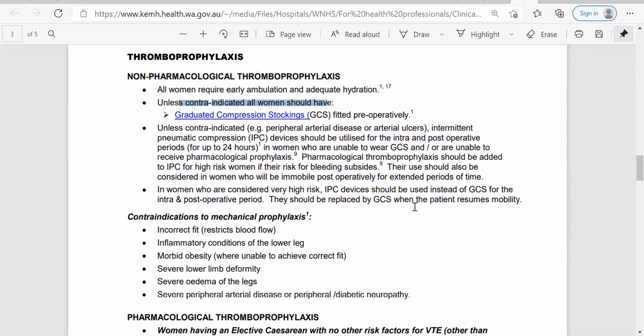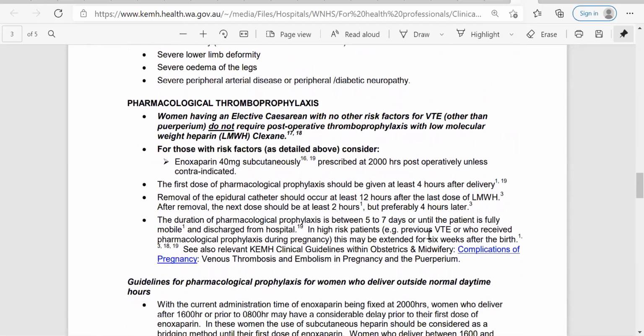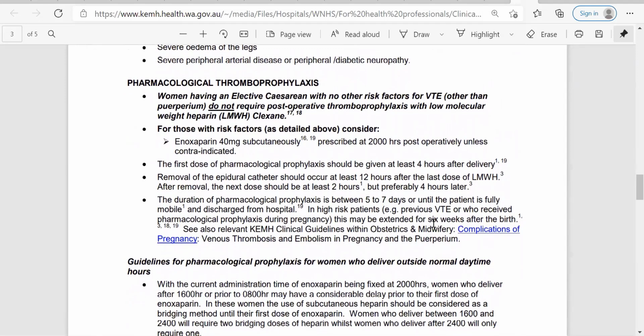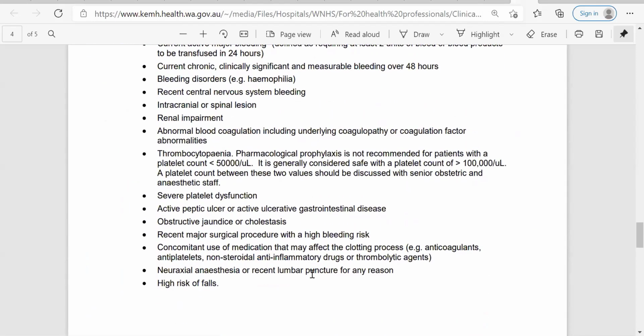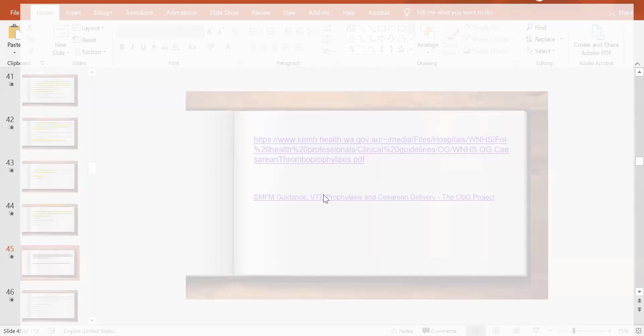So this patient is going to have the elective cesarean section. So pre-operatively, she will get graduated compression stocking. And women who are having elective CS with no other risk factor for VTE don't need any thromboprophylaxis with low molecular weight heparin or Clexane. Okay, so only compression stocking is all that we need to do. Let's have a look at this one.